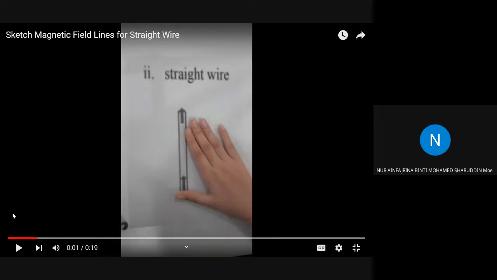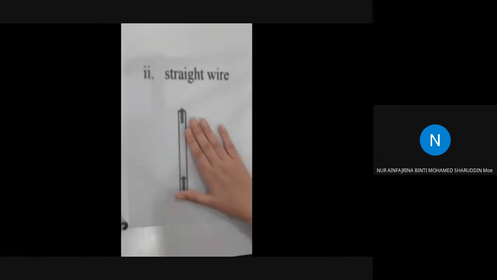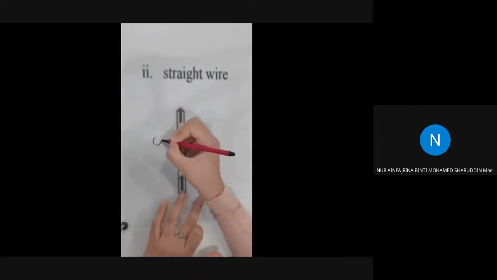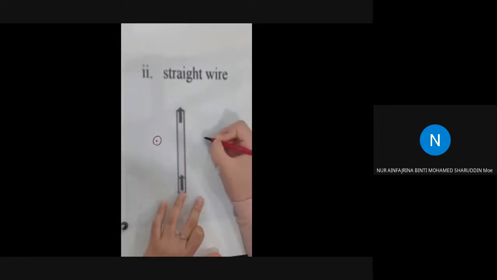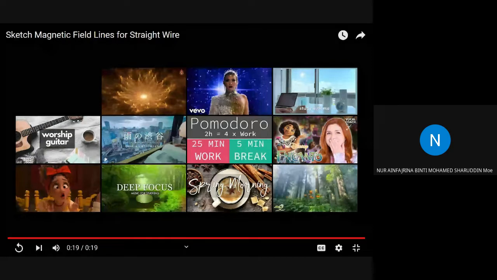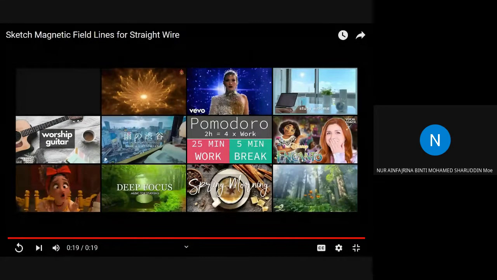Give me one moment. Okay, so this is the video. So to find out, alright, so we have a straight wire. So to find out its magnetic field, the thumb is going to be our direction of current, our fingers is going to be the direction of magnetic field. So current upwards, magnetic field dekat sini keluar, dekat belah sini masuk. Okay, so awak nampak tak macam mana direction of current keluar dan masuk.